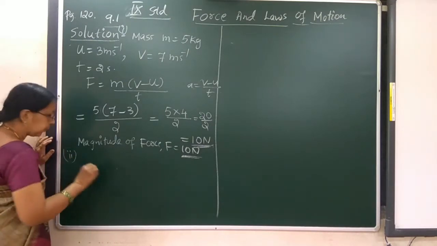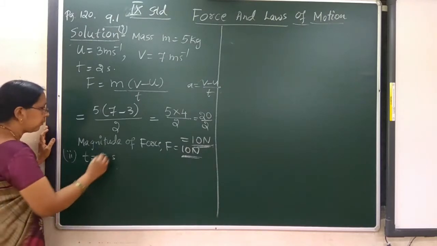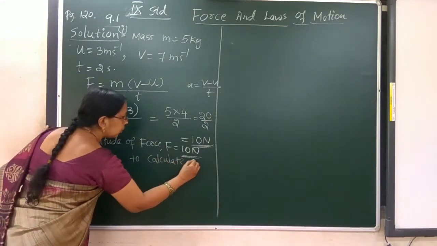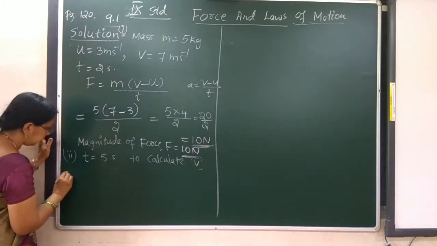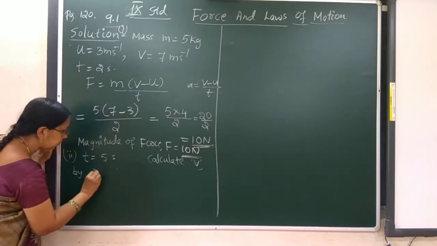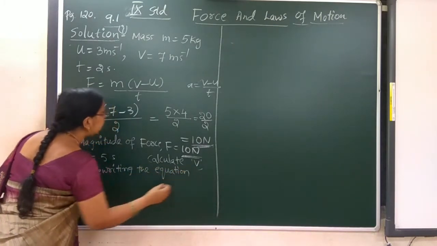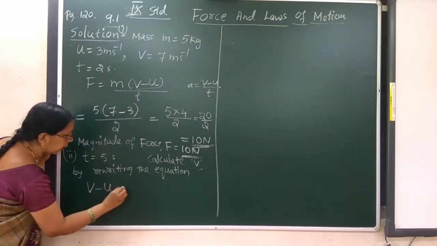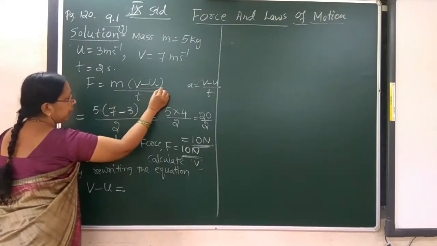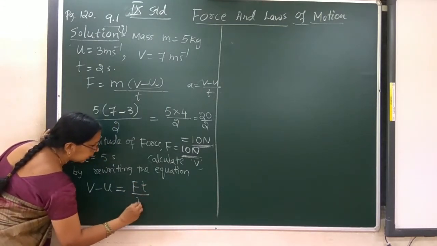So in the second solution, T is equal to 5 seconds. So now rewriting the formula, you get to calculate V. How to calculate V? Rewrite the formula, calculate V by rewriting the equation. How to write? See, V minus U is equal to what? F into T divided by M. So how to rewrite? V minus U is equal to F into T by M.